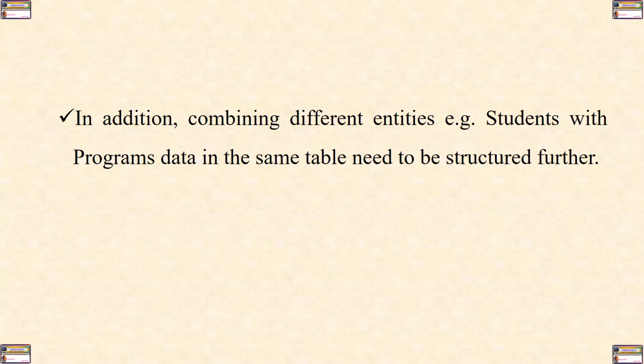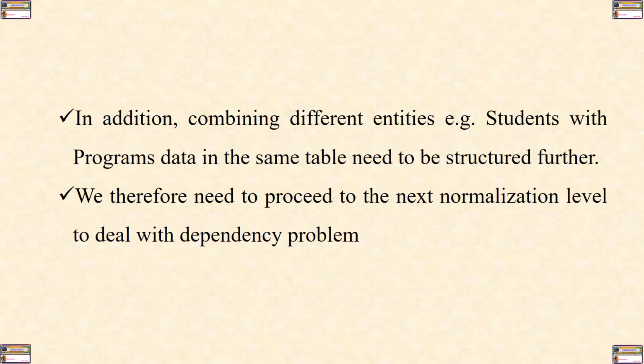I'm saying if you check in the table which we have looked at, we have a lot of information, all the information about each of the students. It is put together in the same table, but we have now to do some separation, and that is what we are going to deal with in our next level or next stage. So we need to proceed to the next normalization level to deal with the dependency problem. And therefore, let's look at what we do in our next stage.